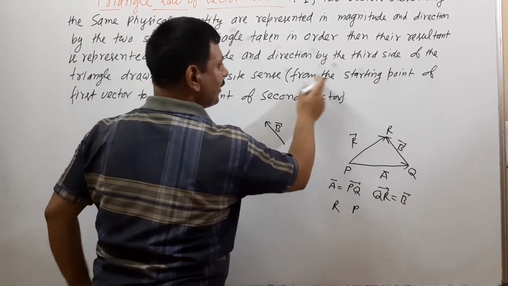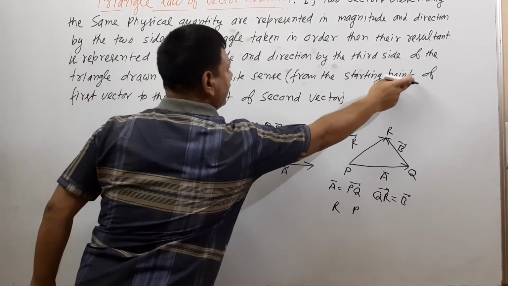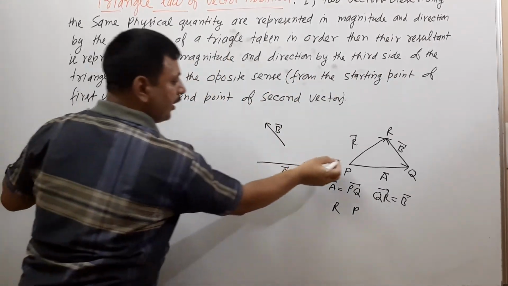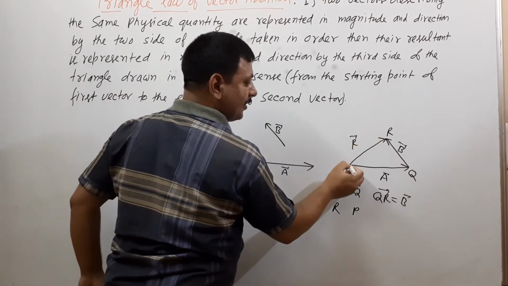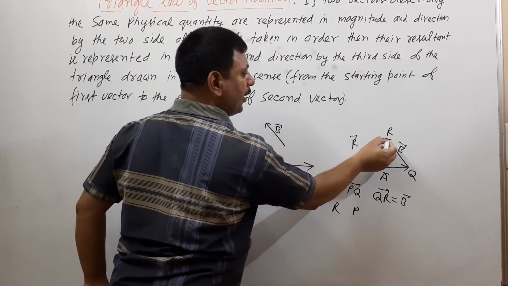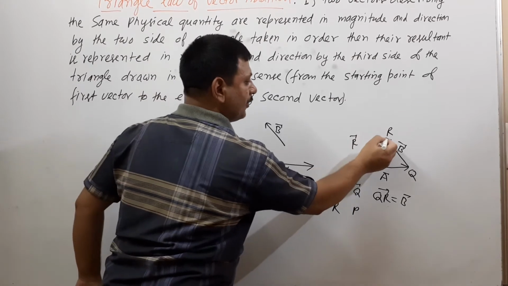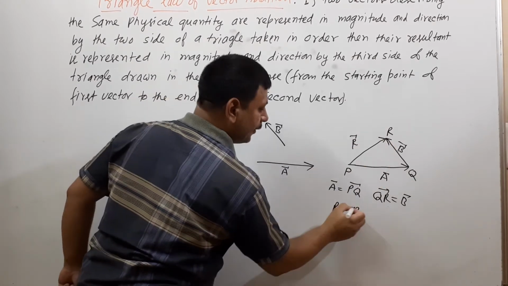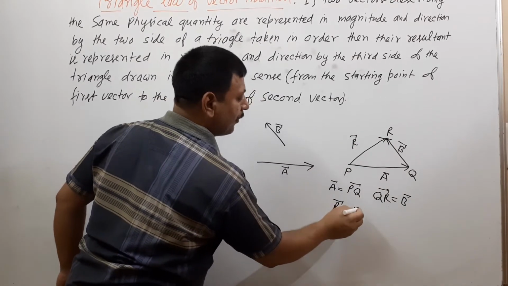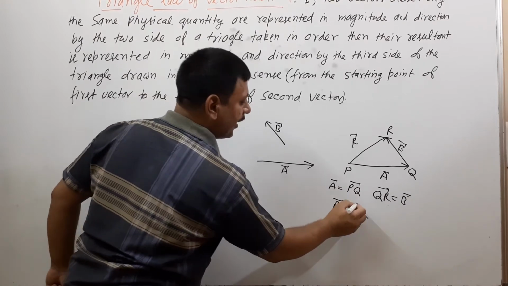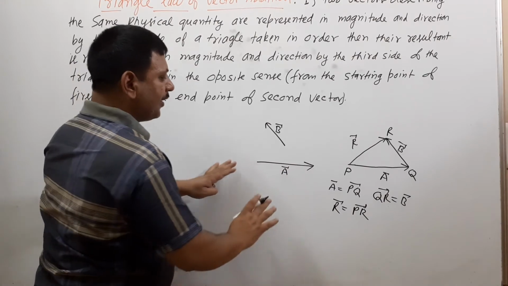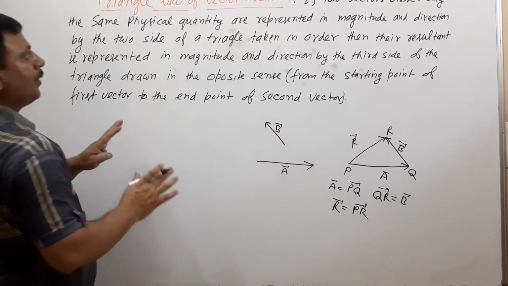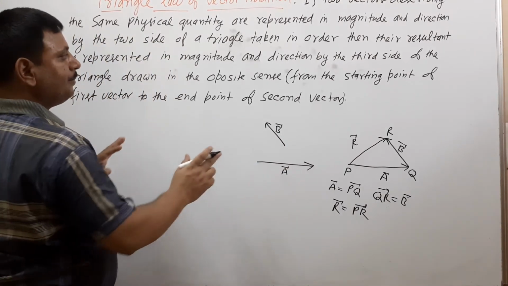So they have written here, from the starting point of the first vector to the end point of the second vector. This is the starting point of the first vector to the end point of the second vector. So this will be the direction of the resultant vector. So the resultant vector will be represented by PR. You can see here the sum of two vectors when they are inclined.